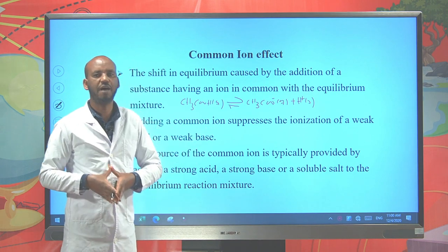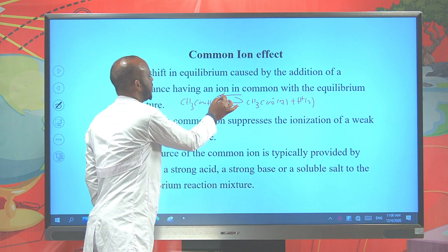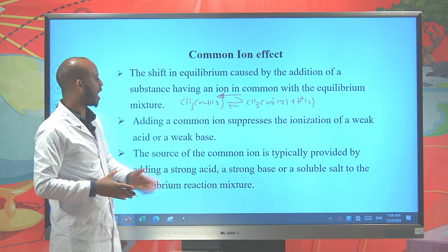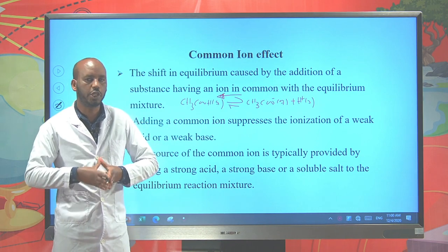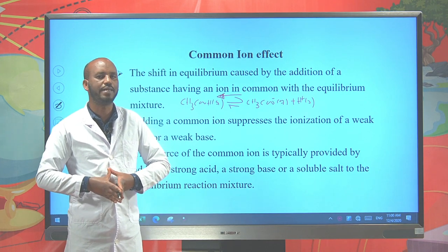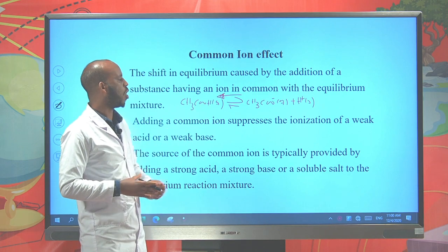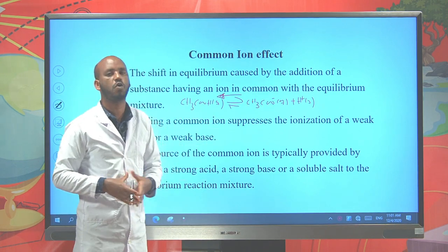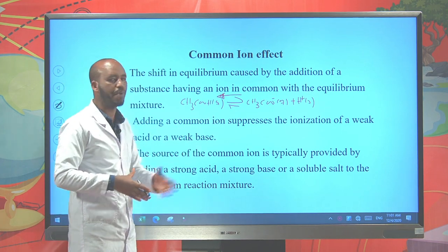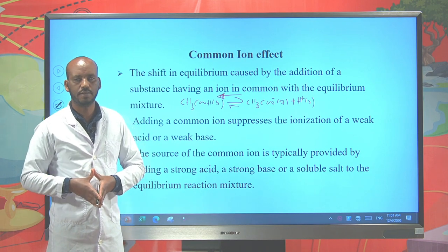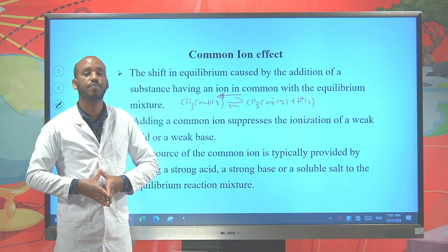If you add a substance having a common ion with this equilibrium mixture, then the equilibrium shifts. Because according to Le Chatelier's principle, if a system at equilibrium is disturbed, then the system will shift its equilibrium position so as to counteract the effect of the disturbance. One of the disturbances mentioned by Le Chatelier's principle is addition or removal of reactants or products. Adding a common ion suppresses the ionization of a weak acid or a weak base. If a substance having a common ion is added to the equilibrium mixture of the weak acid or the weak base, then the dissociation of the weak acid or the weak base is suppressed.